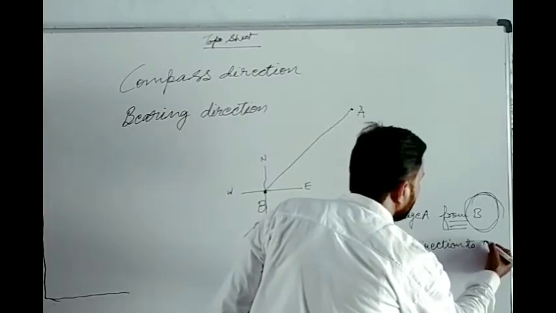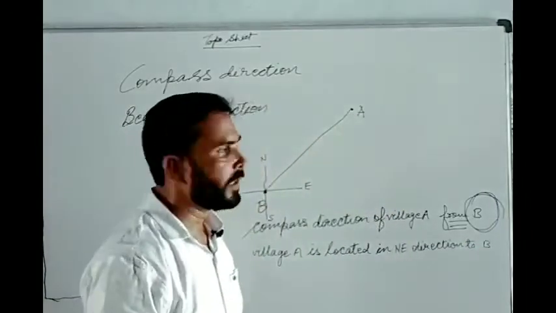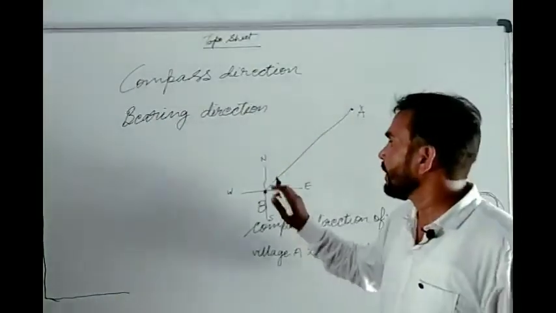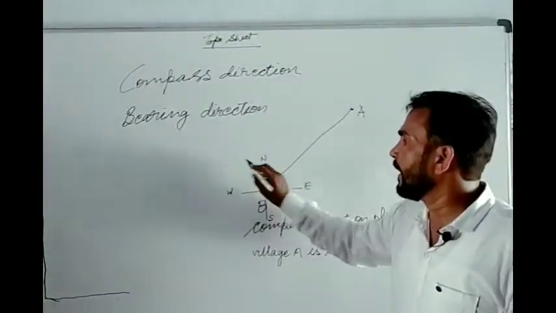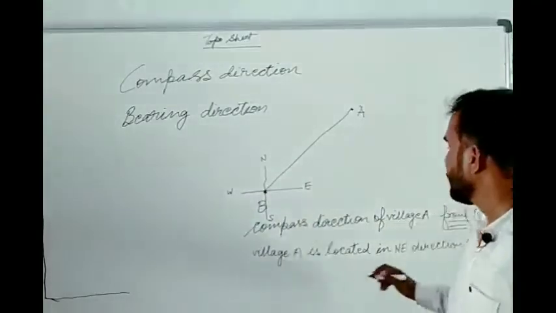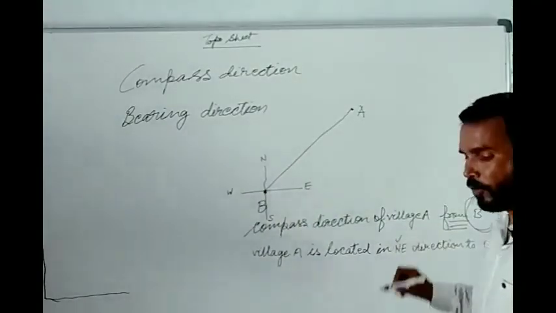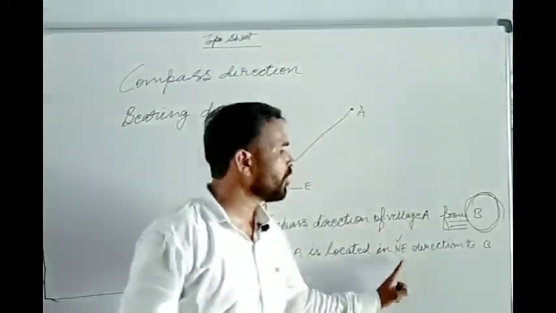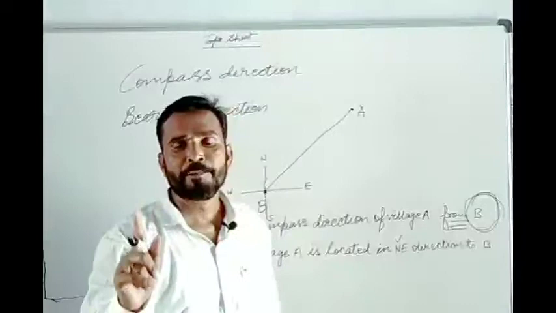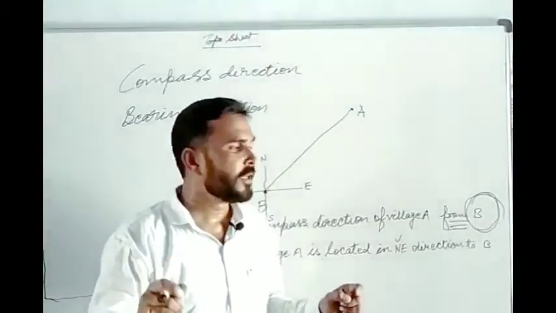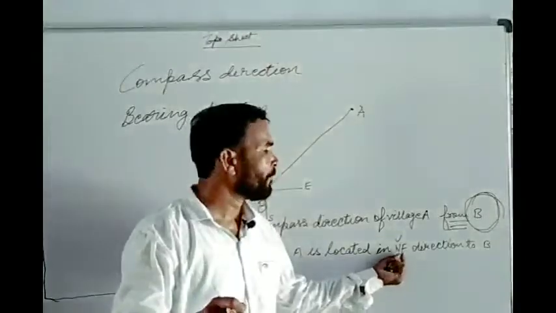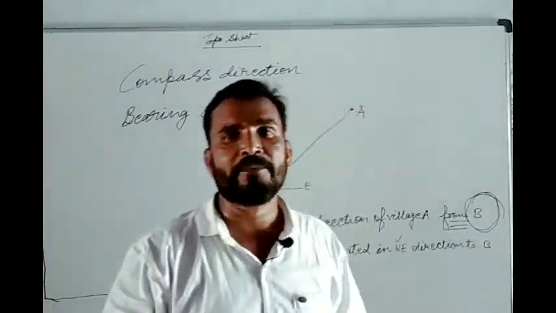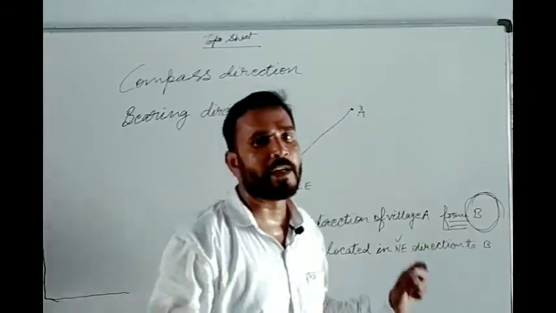to B. Clear? Now one more thing you have to remember. Whenever you write the direction, you always have to write the letter first, north, south. You will never write east, north. It will be wrong. In geographical language, we always have to remember north and south alphabets come first, and afterwards east or west will come.